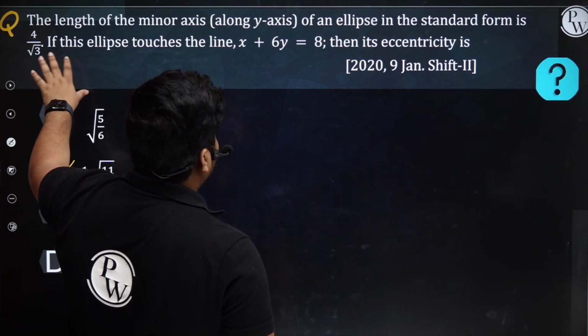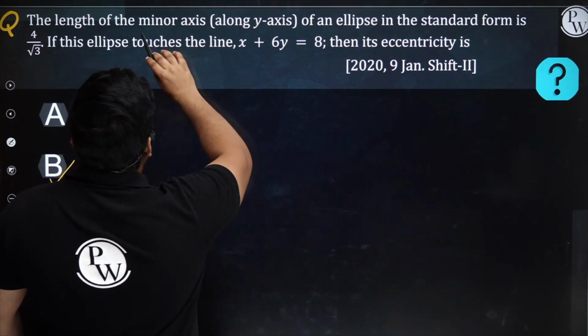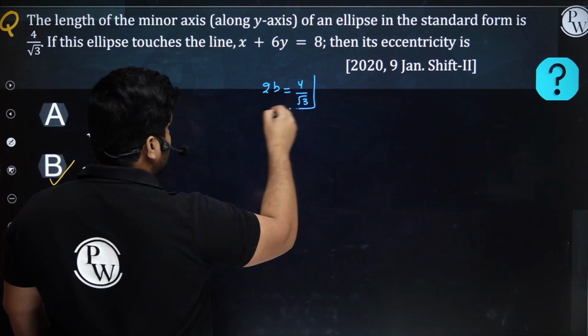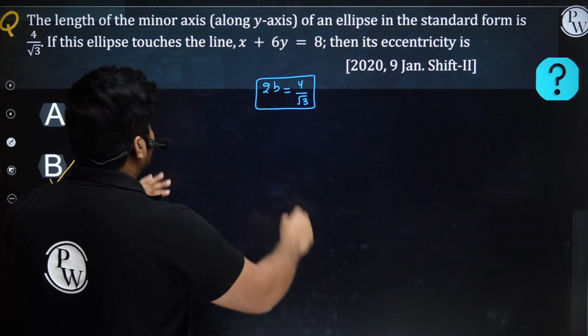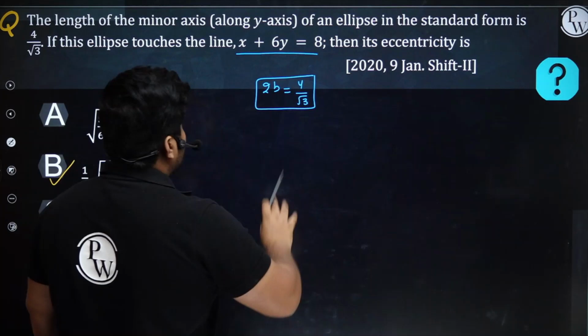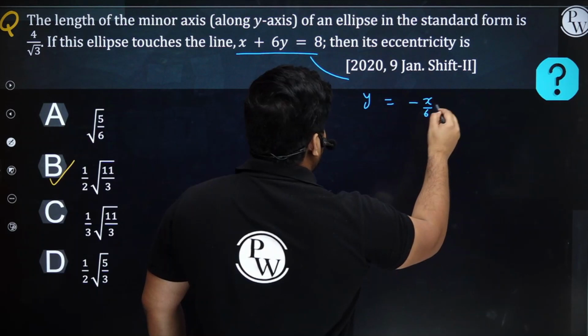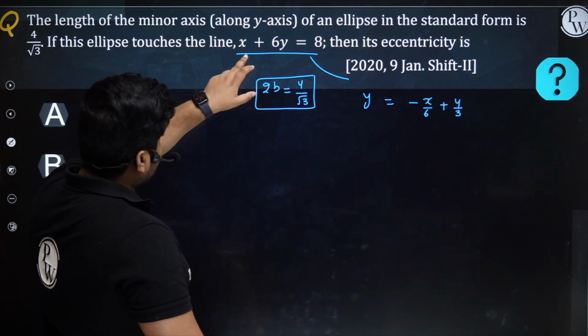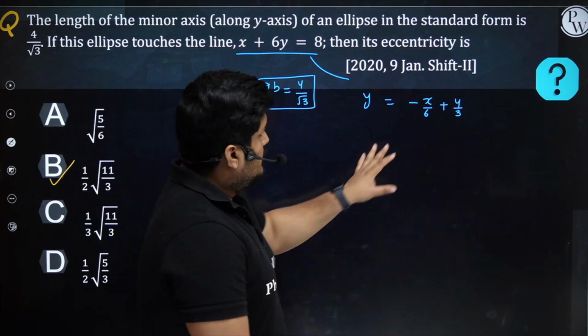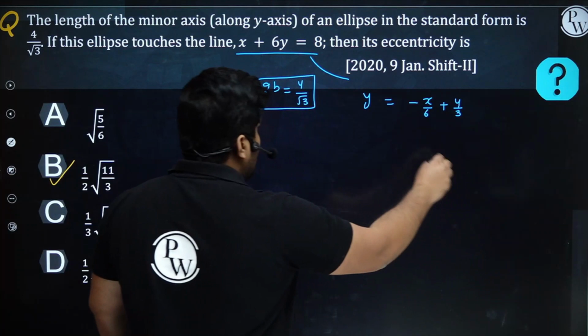Length of the minor axis of an ellipse in standard form is 4/√3. So 2b is given as 4/√3. Then if this ellipse touches the line x plus 6y equal to 8, then its eccentricity is? So what is the tangent here? y is equal to minus x by 6 plus 4 by 3, right? If I divide by 6, this is the equation of the tangent. We have the slope information and we have the c information. So the slope is minus 1 by 6 here.